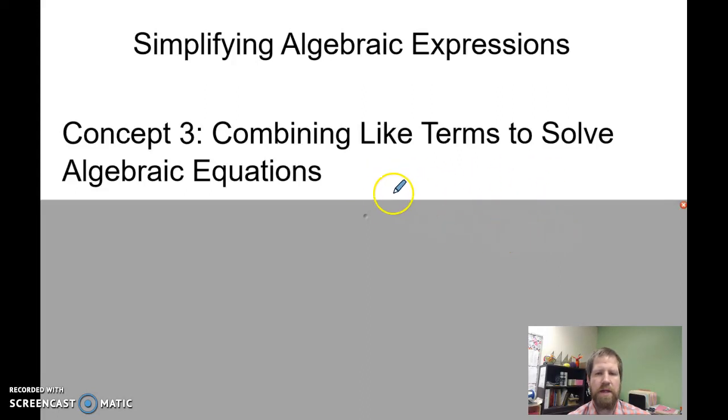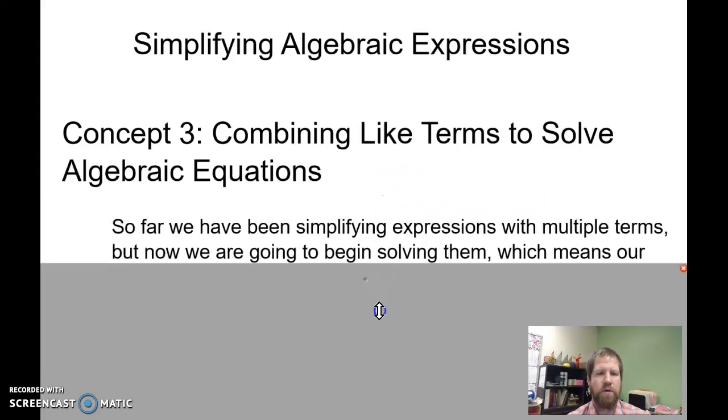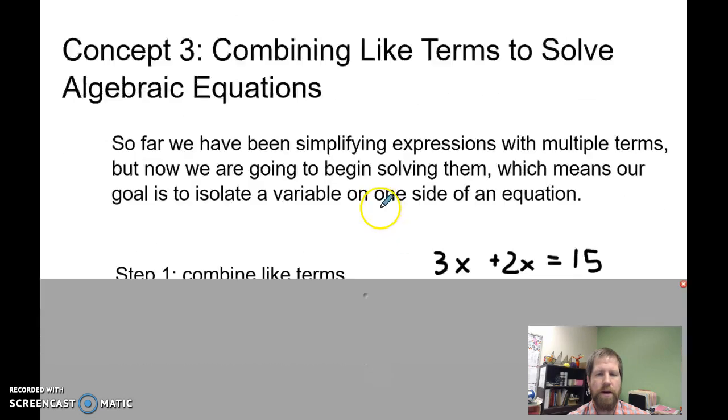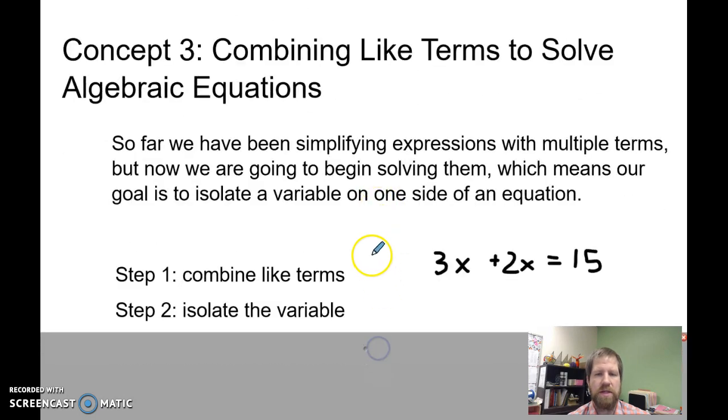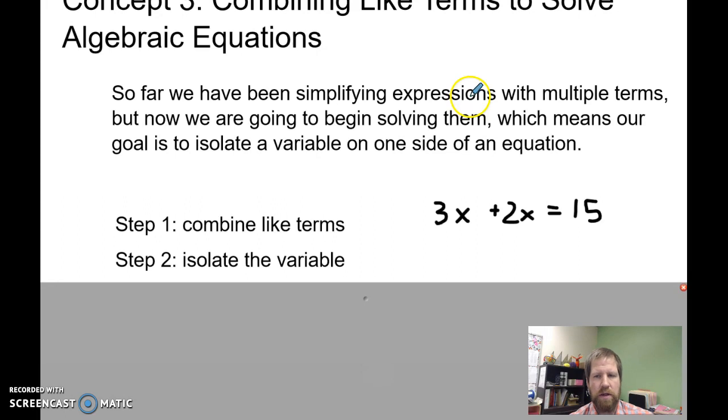Concept 3, combining like terms to solve algebraic equations. Alright, so up until now we've been simplifying expressions. So there's been no equal sign, right? It's just been a list of terms. And we have sometimes had more than one variable that we've been adding or subtracting.